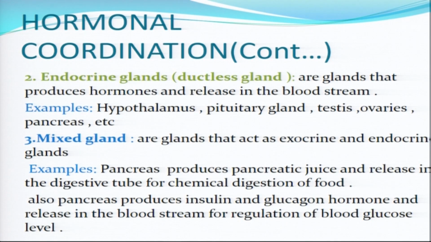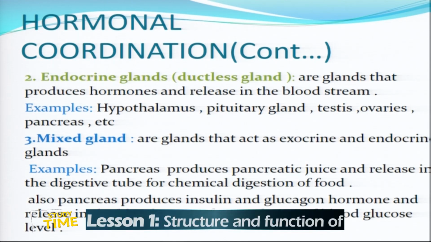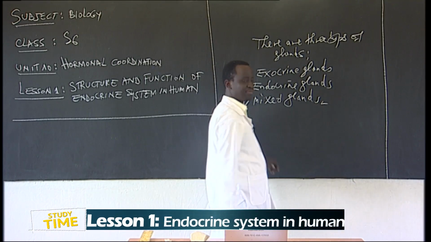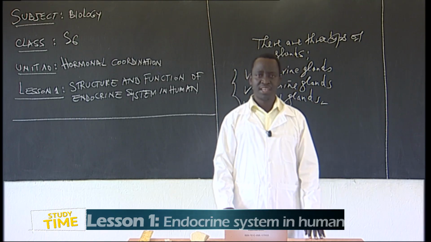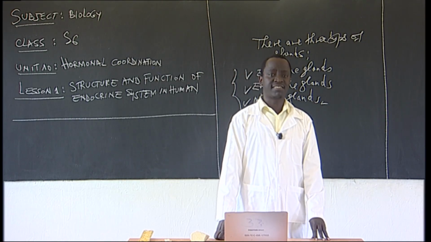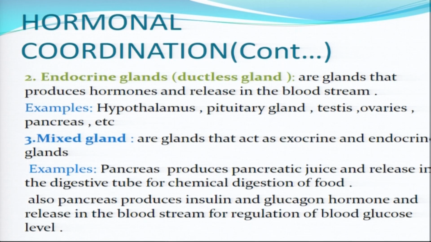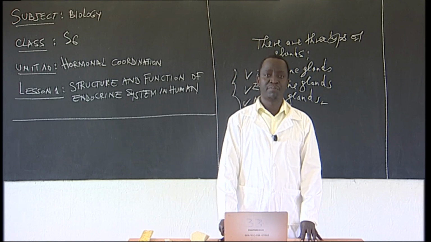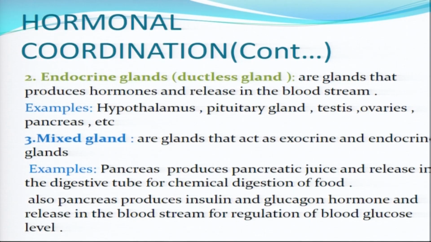All those glands do secrete their secretion into the bloodstream. Those ones are called endocrine glands. We also have what we call mixed glands. So what is a mixed gland? This is a gland that can act as both exocrine and endocrine at the same time. They are glands that act as exocrine and endocrine glands.